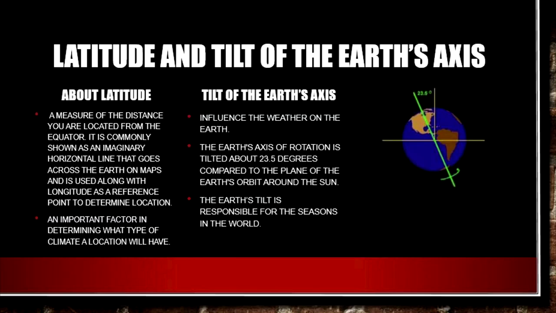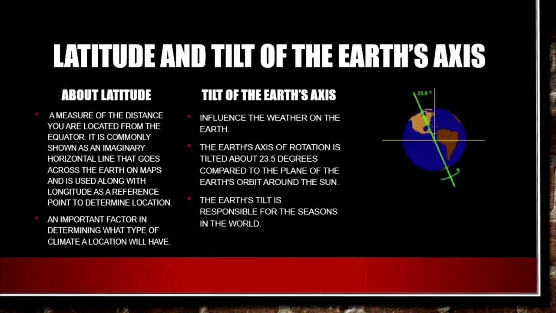It is a measure of the distance you are located from the equator. It is commonly shown as an imaginary horizontal line that goes across the earth on maps, and it is used along with longitude as a reference point to determine location, and it is an important factor in determining what type of climate your location will have.